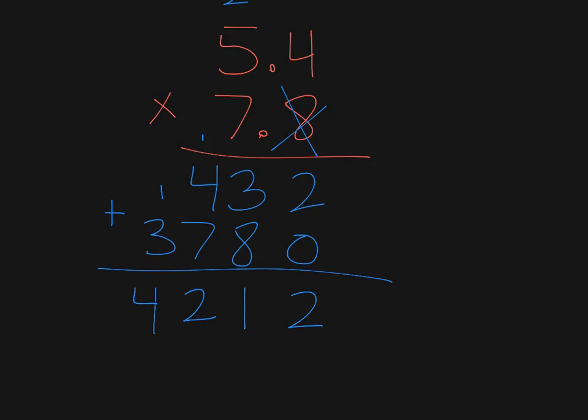Now what we need to do is count the number of digits behind the decimal. You have tens, hundreds. So you have two numbers behind the decimal. 1, and then you have another 1, so that's 2. So you got to do 1, 2, tens, hundreds. And the answer would be right there. It would be 42.12.